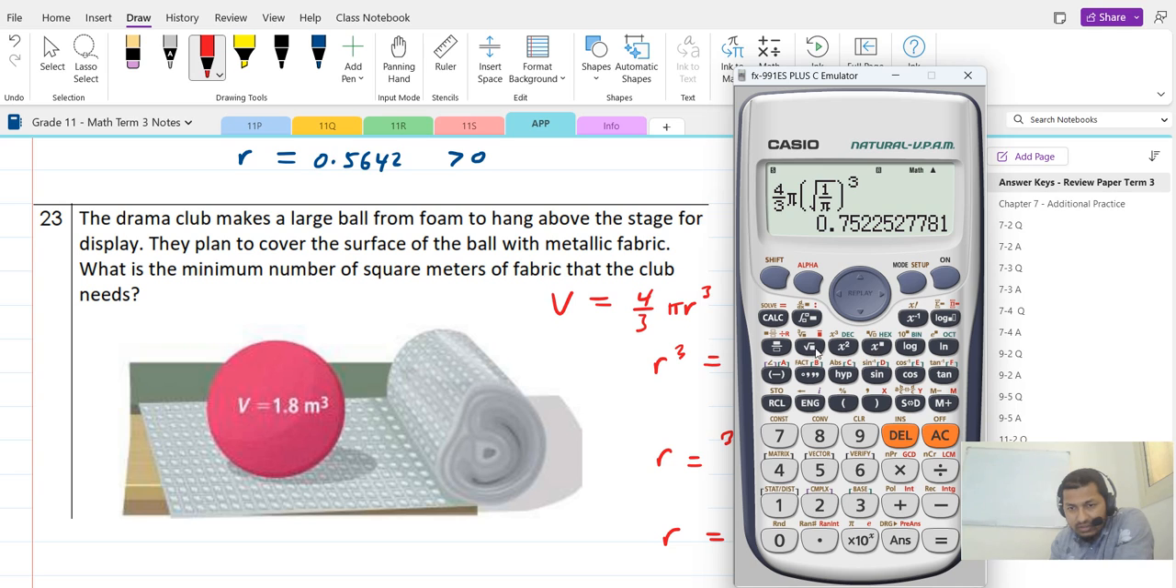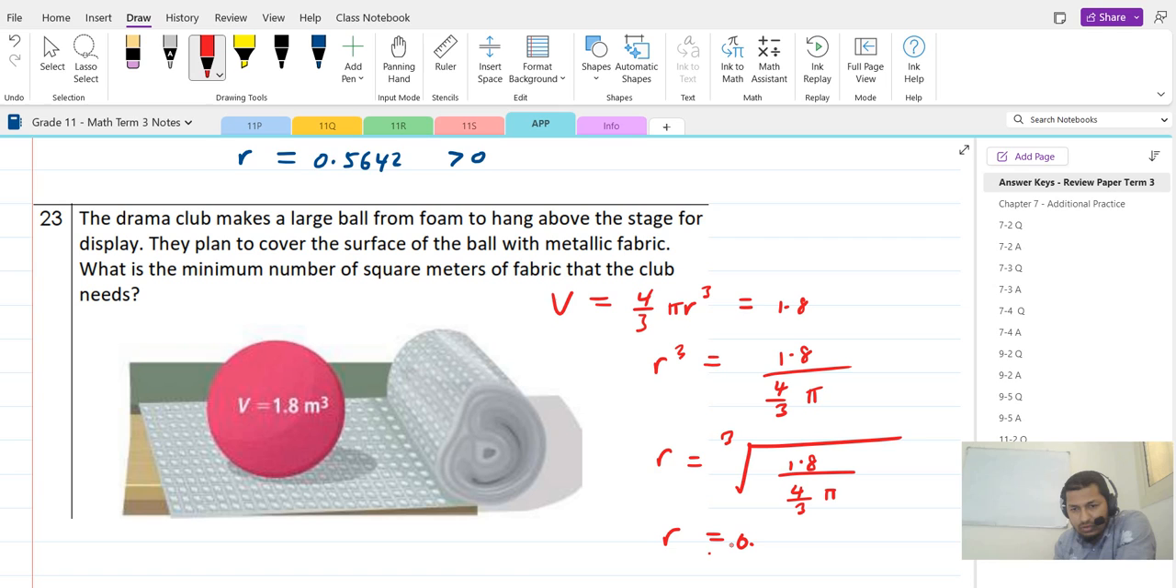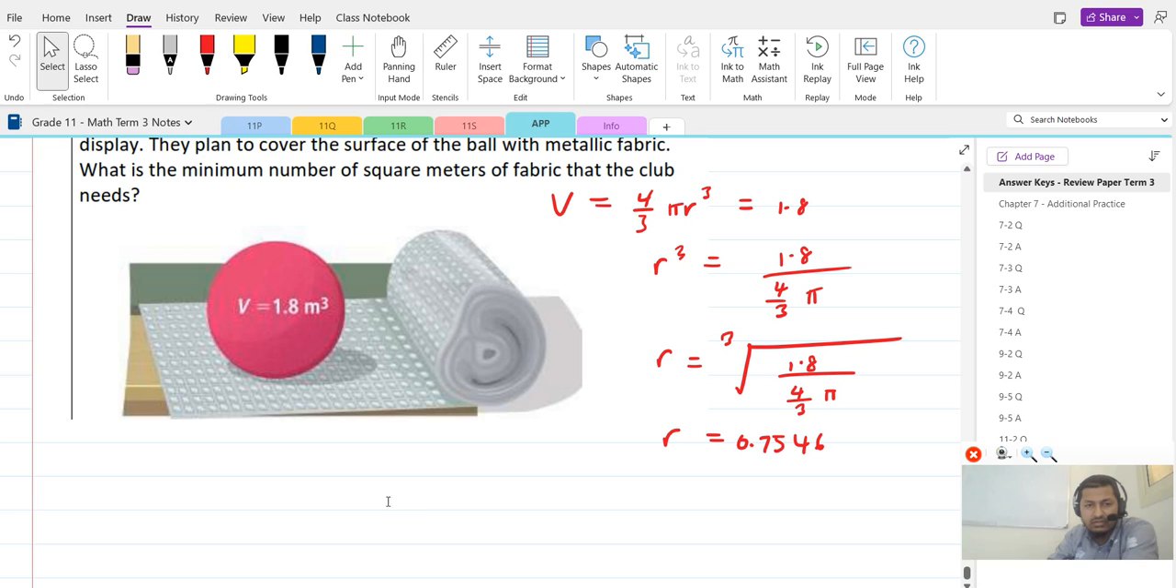Shift cube root, 1.8 divided by 4 over 3 shift pi, right? I've got an answer of 0.7546. One very important factor in determining surface area and volume of a sphere is the most important variable there is, the radius. If you don't have a radius, then you can't really calculate much.